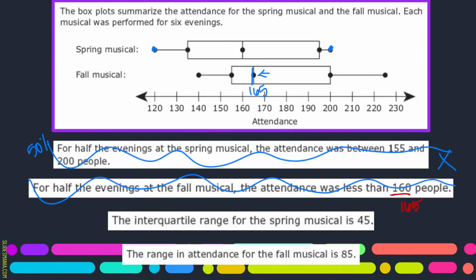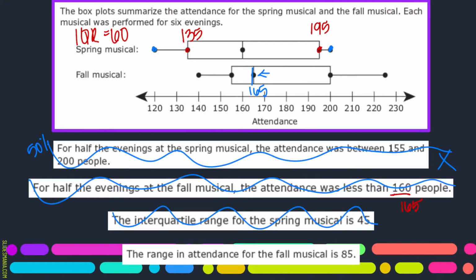Our interquartile range for the spring musical is 45. Remember, interquartile range is the difference from our third quartile, in this case, it will be 195 right here, and then our first quartile's value, which is 135. And it's the difference between those. Well, the difference between 195 and 135 is 60. So this is not a true statement because the spring musical had an IQR of 60.